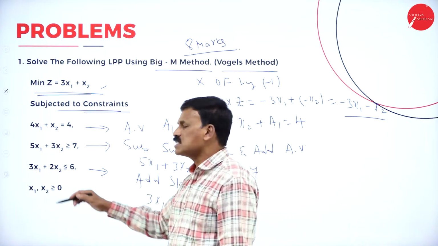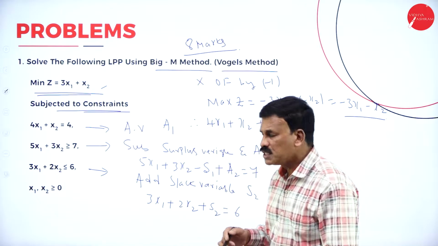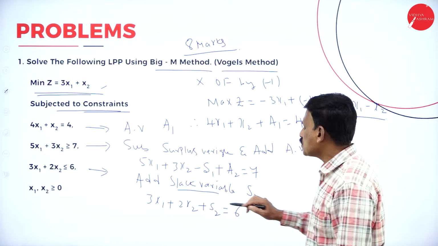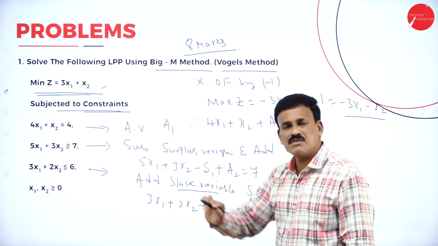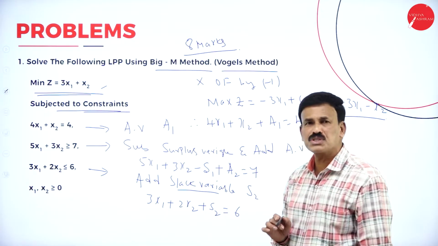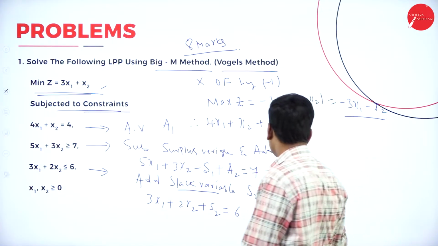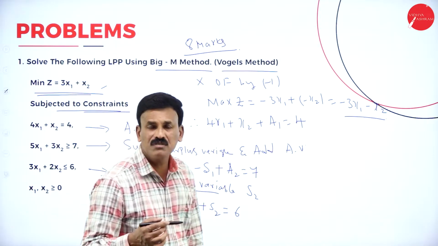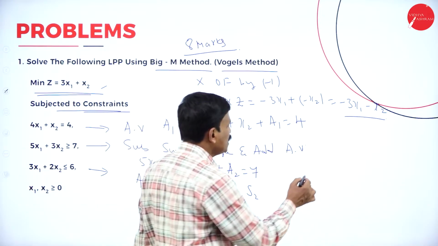Whereas if the equation is of the type less than or equal to, then we are going to add a slack variable s2. So therefore this equation reduces to 3x1 plus 2x2 plus s2 is equal to 6. Now therefore the given problem reduces to the standard form.